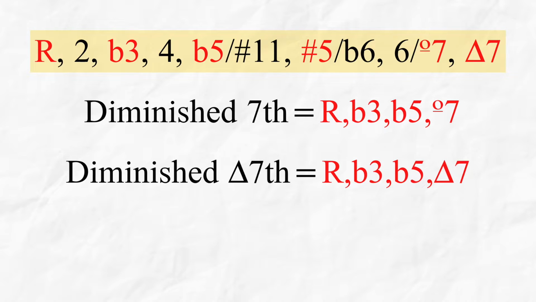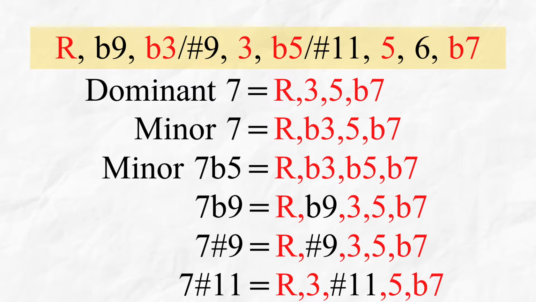So the diminished mode has the root, the 2nd, the flat 3rd, the 4th, the flat 5th or sharp 11, the sharp 5 or flat 6th, and the natural 6th or diminished 7, finished with the major 7. So any chord which is built from those degrees will accept the diminished scale played on top of it very nicely. In the altered dominant mode of the diminished scale, we have a root, a flat 9, a sharp 9, a major 3rd, a flat 5 or sharp 11, a natural 5, a natural 6th, and a flattened 7.